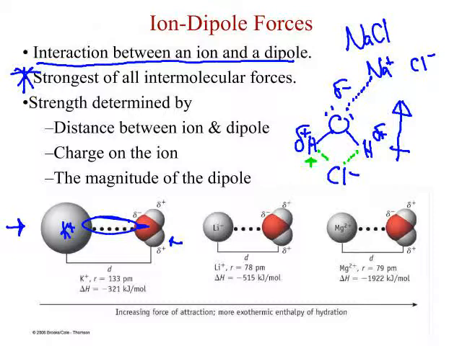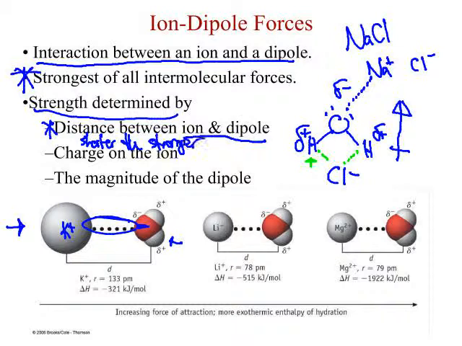It's the attraction between a polar molecule, or the one side of a polar molecule, and an ion. Now, the strength of this attraction is determined by three factors. Number one, the distance between the ion and the dipole, or the distance between the ion and the positive or negative end of the molecule. Obviously, the shorter the distance, the stronger the attraction is going to be.